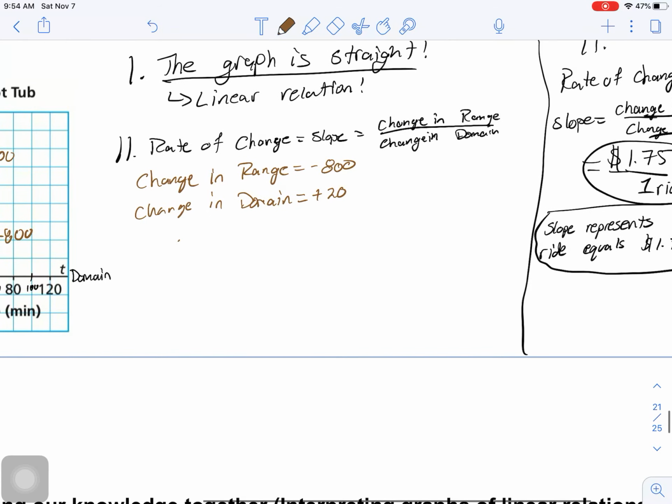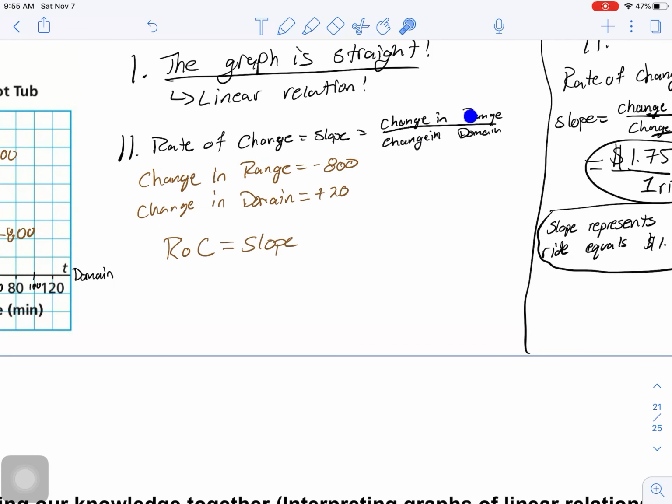So we can figure out the rate of change. So I'm just going to put it as ROC, so rate of change. And again, that's slope. And we just talked about what slope is. Slope is this. So we have to figure out the ratio of our change in range over our change in domain. So this is negative 800 on top divided by positive 20.